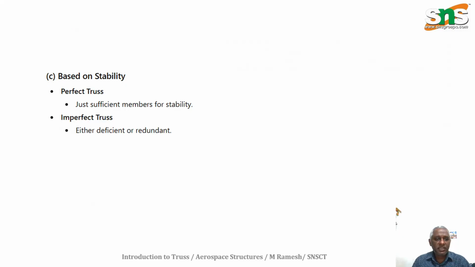Another one is based on the stability. Based on stability, whether the truss is perfect or imperfect. How to find the truss as a perfect truss or imperfect truss? So there is a mathematical expression. Let's have m is equal to 2j minus 3. M is the number of members, j is the number of joints.